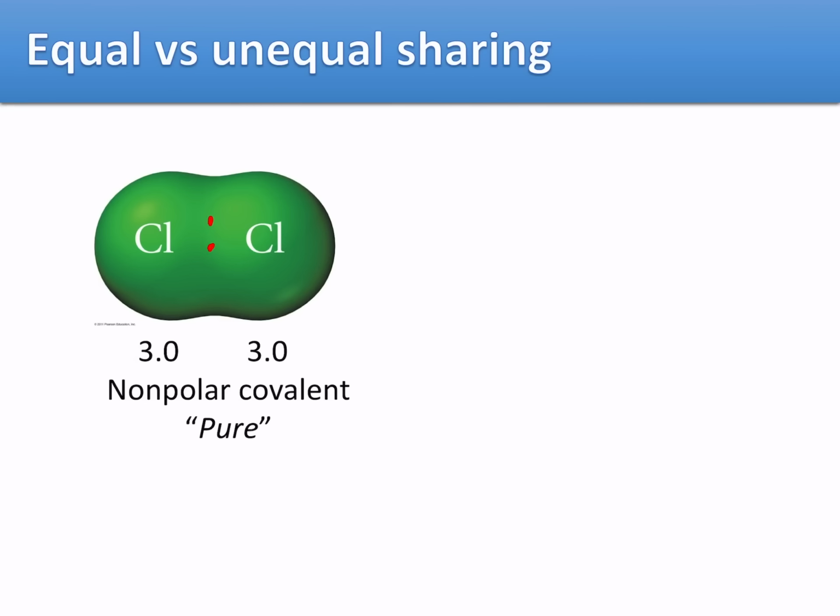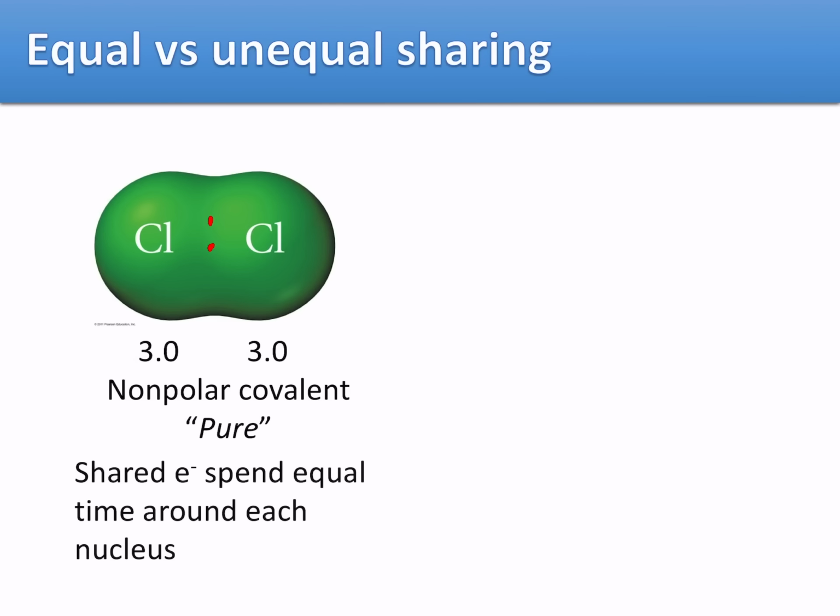Okay, this is what we call a nonpolar covalent bond or pure covalent bond. And what that means is that those electrons are being shared, yes, but because they are being equally shared, they get to spend an equal amount of time around each nucleus. So let's say 50% of the time those electrons are around one of the chlorines, 50% of the time they are around the other chlorine.